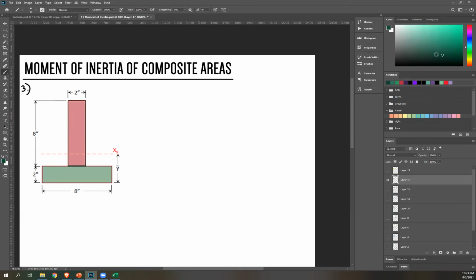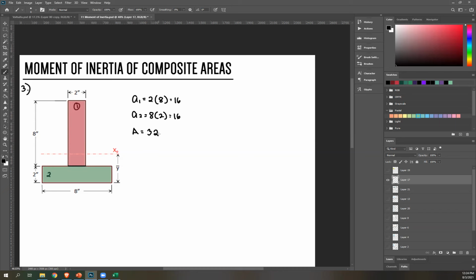So this is block 2, and then this is 1. So that's A1, A2. So remembering how to get centroid, you start with A1. That's just a rectangle, so base times height, 2 inches, times height, 8 inches, that's 16. And then area 2, base times height again, base is 8, height is 2, again 16. Total area is 32.